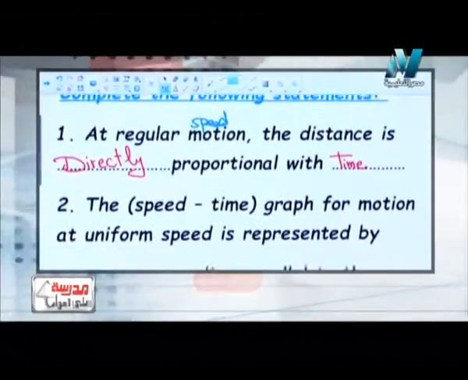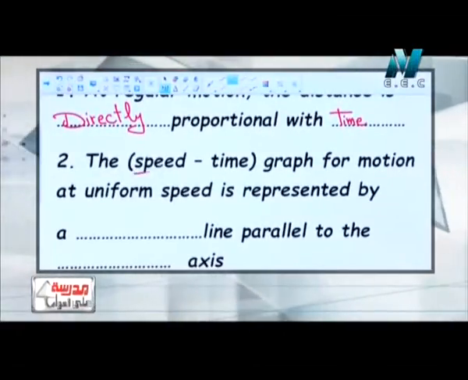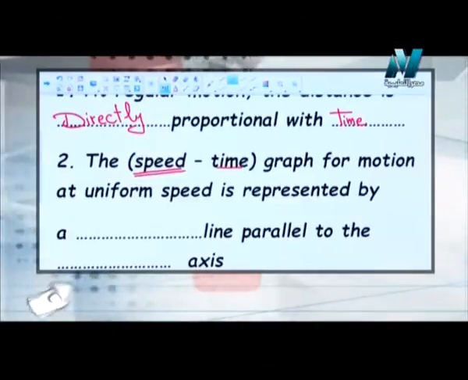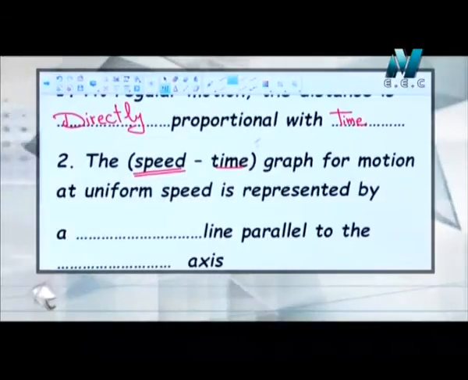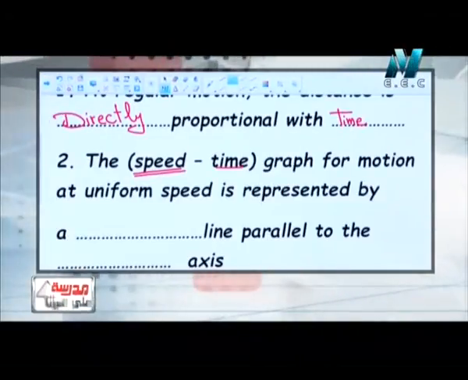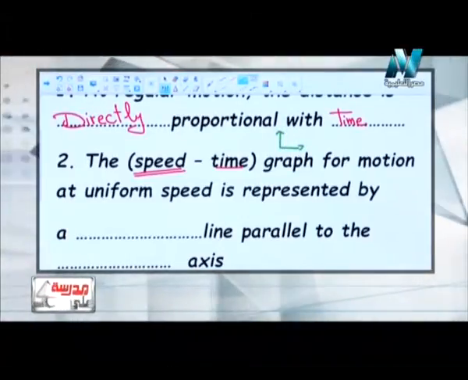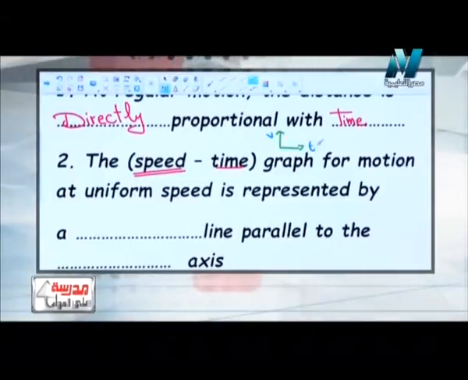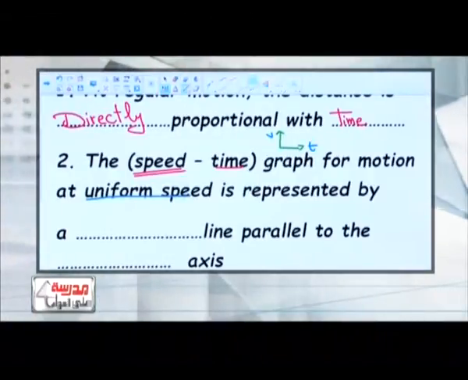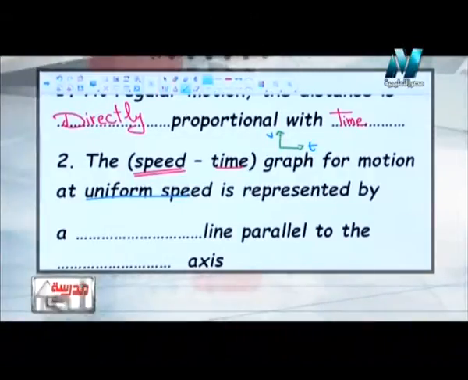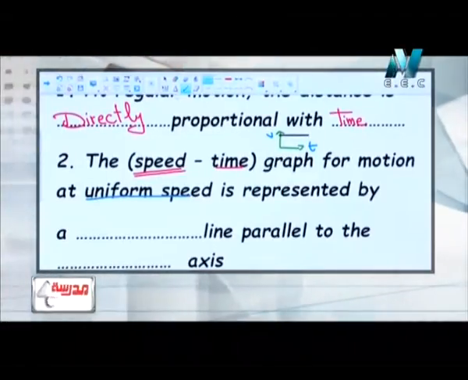Okay. The speed time graph for motion at uniform speed. Pay attention to what it says so it doesn't trick us. Speed time and uniform speed. As we have two axes, V and T. It must be like this, right? V and T. But we talk about uniform speed. So uniform speed, which means constant speed, is a straight line parallel to the time axis.